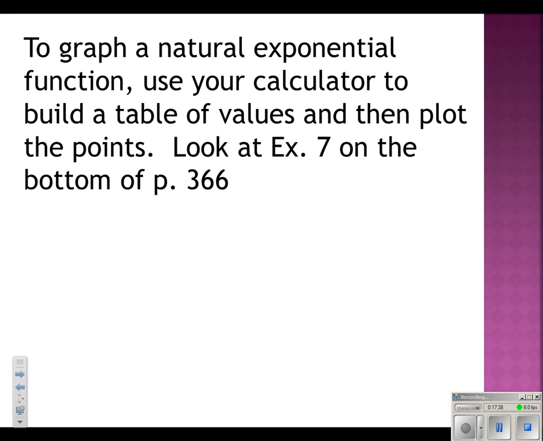Take a look at example number 7 at the bottom of page 366. So this table, and we're only going to look at example number A here together since we're doing these sort of orally. The function they give us for A is f of x equals 2e to the 0.24x power. All right, so all they've done down below, and you're only looking at the f of x line. Ignore g of x. That's problem number B.